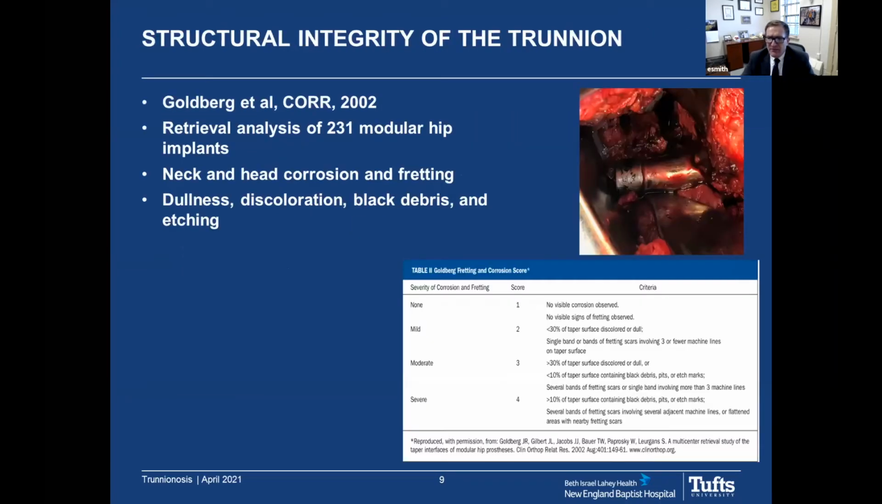The classification system for the taper corrosion was reported out of Cornell in 2002 on about 231 retrieved implants. It's described as the Goldberg fretting corrosion score. You can see it down here, 1 through 4, and it just goes progressive. 1 is the least corroded, with 4 being the most corroded. And really 4, the biggest one that I see, if you can see here at the bottom, is flattened areas with nearby fretting scars. I'll explain what that would look like clinically, or at least radiographically. Clearly, that is going to require more than just a head and liner exchange, and I'll show you what that would look like.